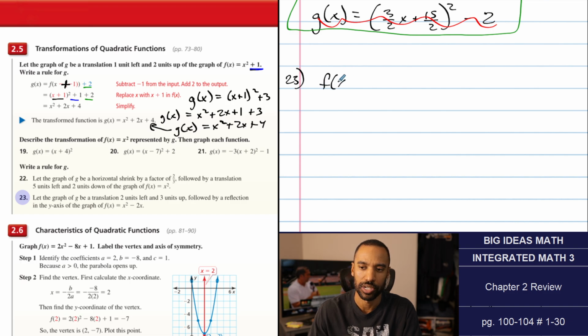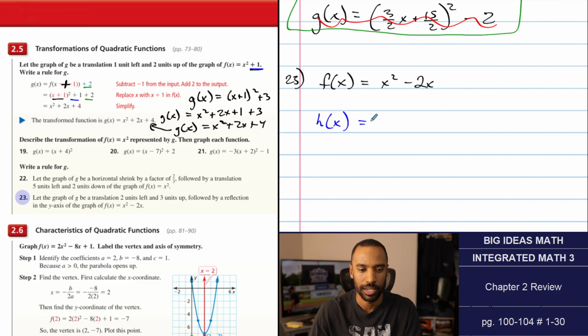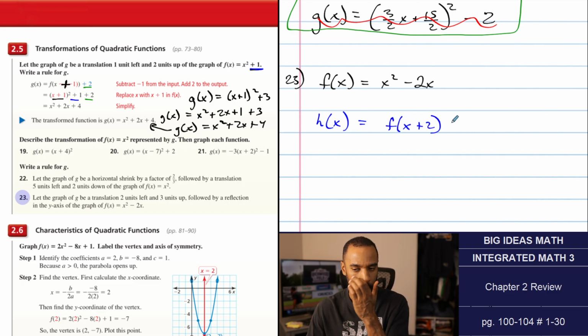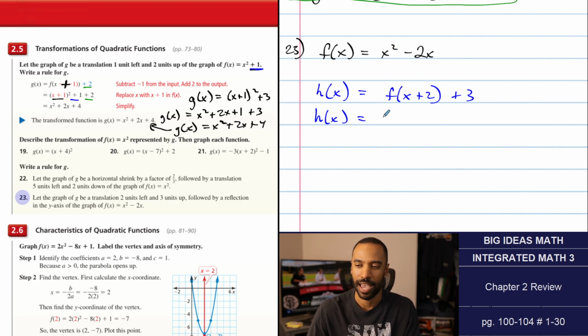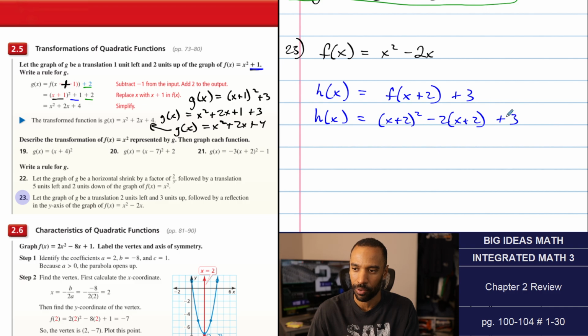So the original equation is f of x equals x squared minus 2x. We're going to put something in the interim called h of x. And here's what we're going to do. Translation 2 units left, so that's an x plus 2 inside the function. And a translation 3 units up, that's outside the function. So what this is going to look like now is we're going to replace x plus 2 in for x anywhere we see it. So (x plus 2) squared minus 2 times (x plus 2). And then there's a whole plus 3 that's hanging out on the outside. This one goes here. These replaced x.